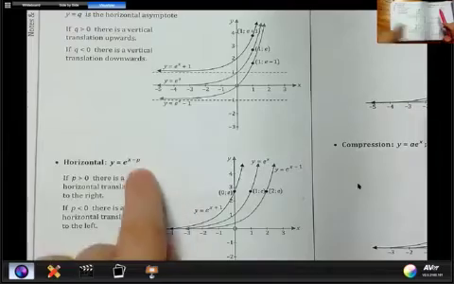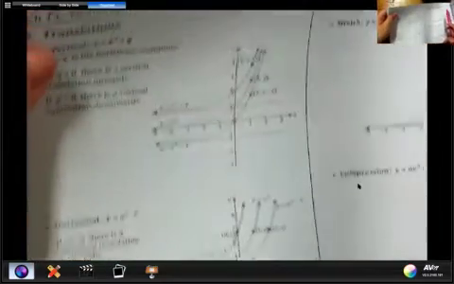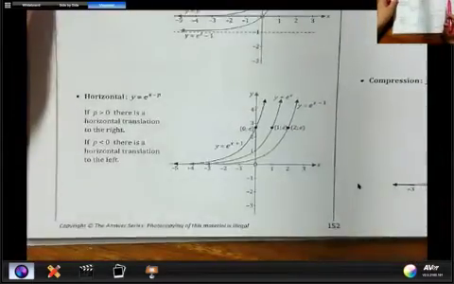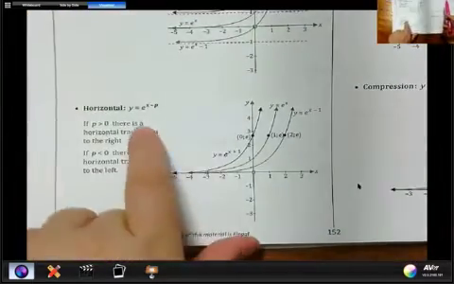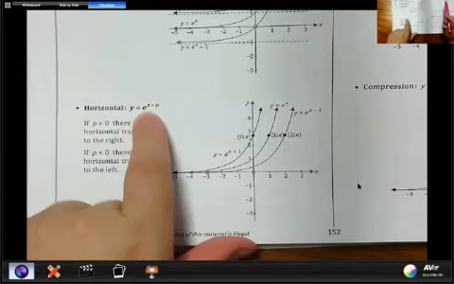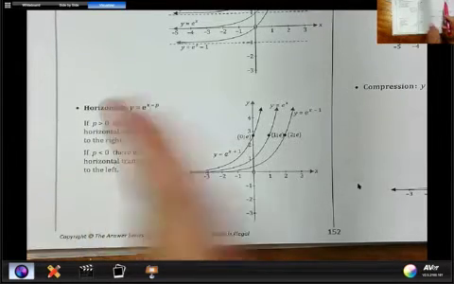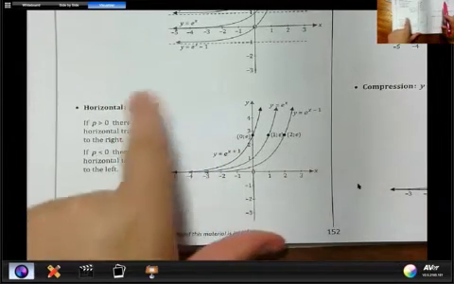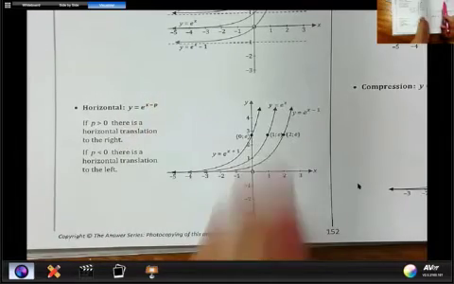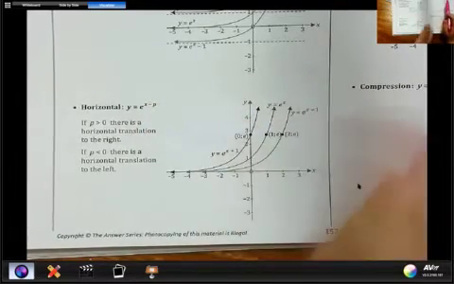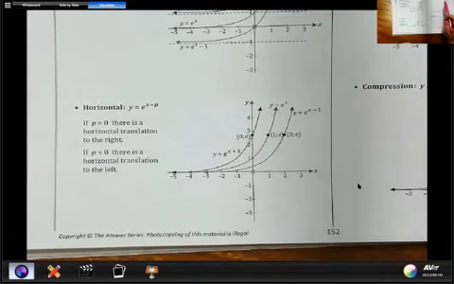This is now where that p value comes into play. So now if p is positive, so if you have something like y equals e to the x minus 1, then we're moving 1 to the right. Remember, this sign in the equation is opposite to the actual direction of the shift. All right, we spoke about that last year.